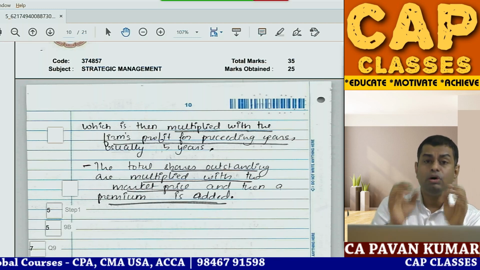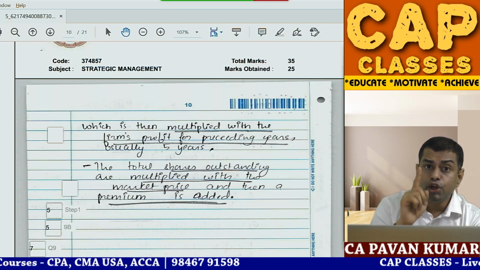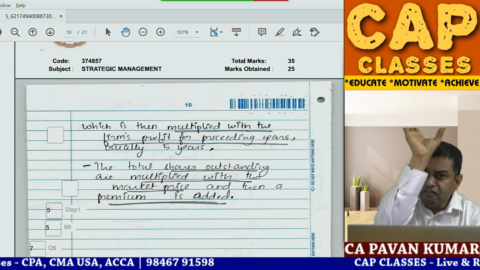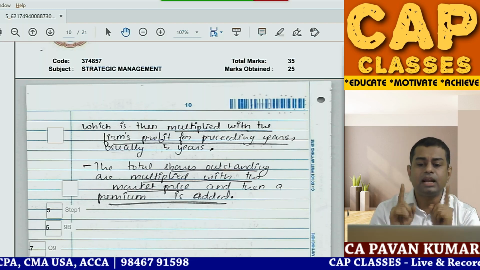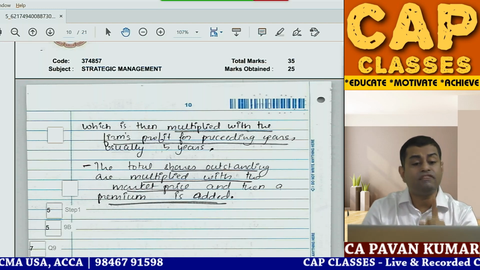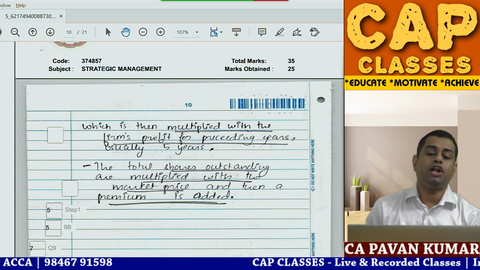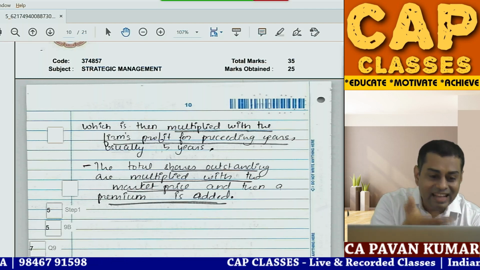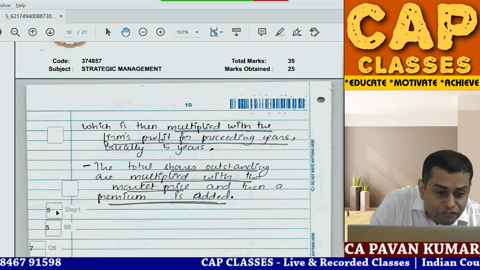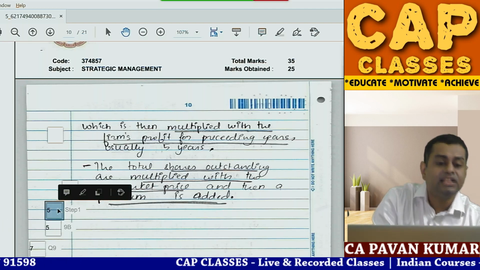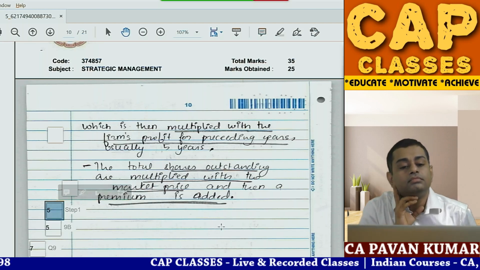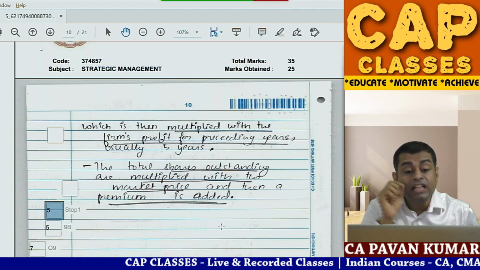If you write one side of your answer booklet, for 5 marks it is enough. You don't trust me? No, sir, at least 4-5 pages. Idiot, look here. They have given 5 marks for this single page answer. 5 marks for the single page answer.